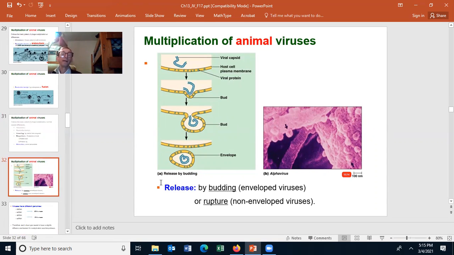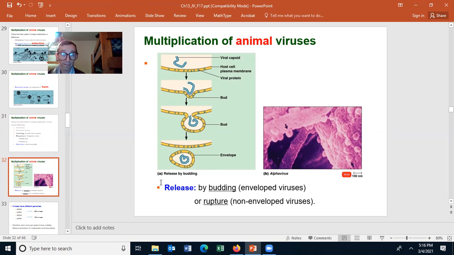One difference is with the multiplication of animal viruses, and that is bacterial viruses only multiply by the lytic life cycle and by the lysogenic life cycle. Animal viruses can multiply by the lytic life cycle if there is a lytic animal virus. Animal viruses do not have the lysogenic life cycle. Instead, they have a budding life cycle.